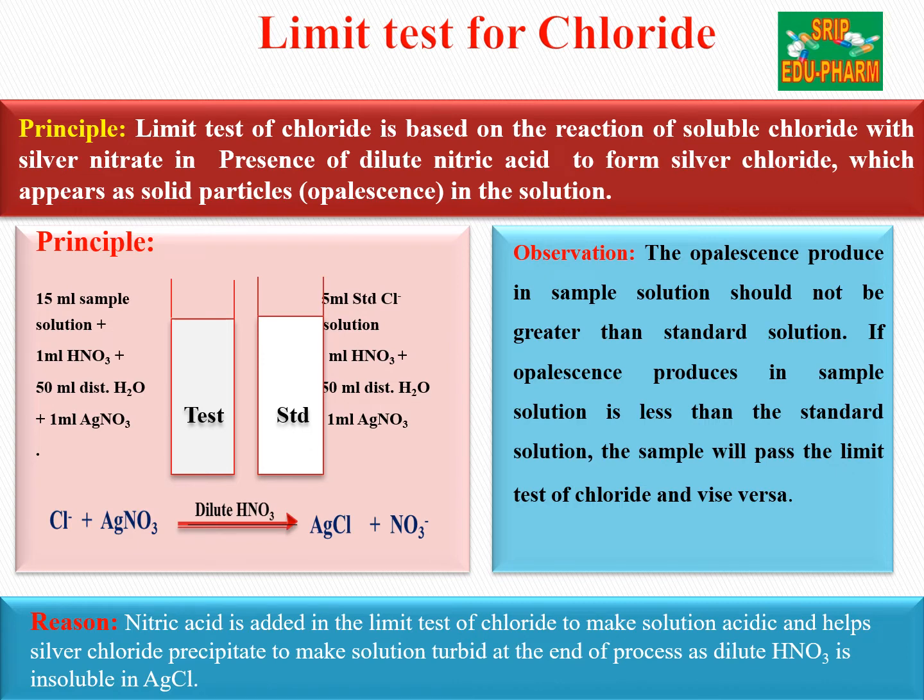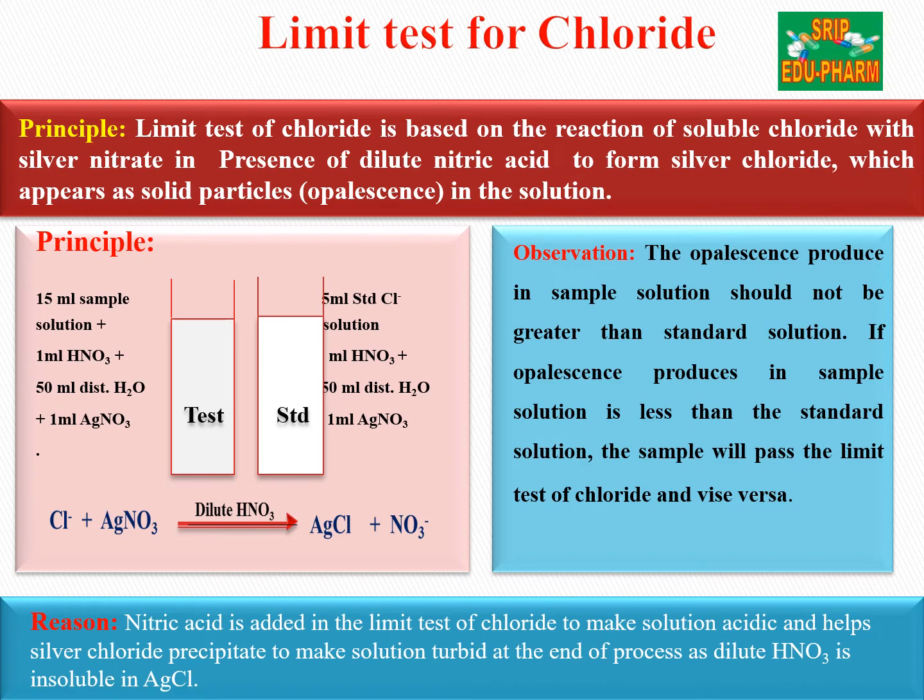For performing the limit test of chloride, take two Nessler cylinders labeled as test and standard. In the first Nessler cylinder labeled as test, transfer a specific amount of compound dissolved in water, and the solution is prepared as directed in pharmacopoeia. In the next Nessler cylinder labeled as standard, take 1 ml of standard solution, that is 0.058% weight by volume of sodium chloride solution.